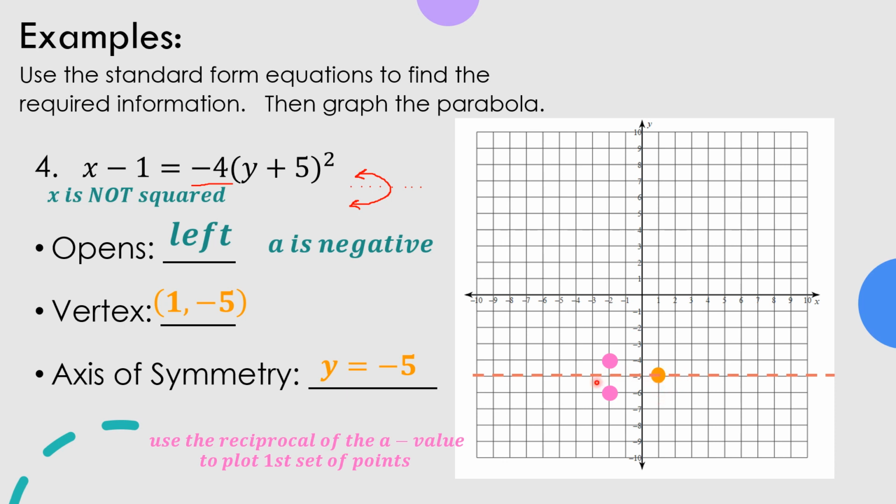We would then triple that value if you wanted to see another set of points to get some more way out there. They're actually off the graph. That's okay. So this is a really long and skinny horizontal parabola.